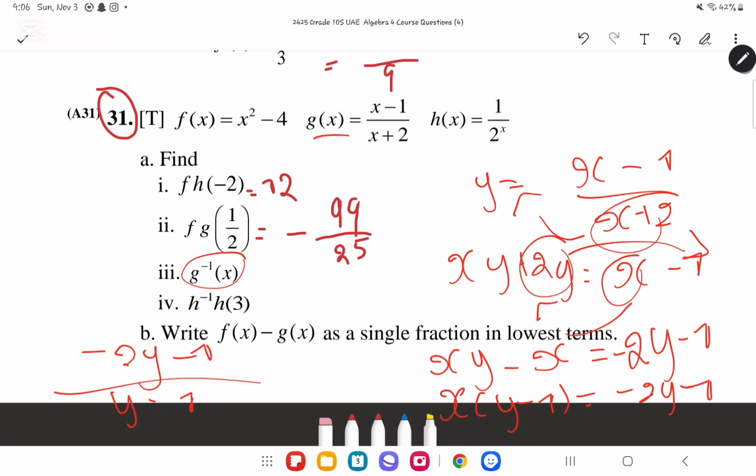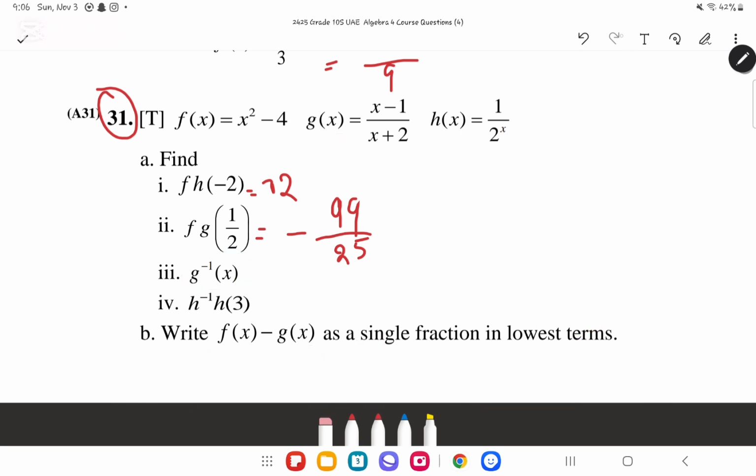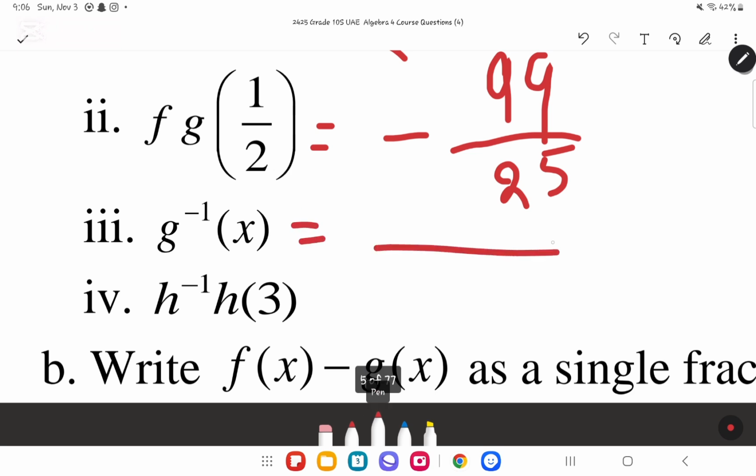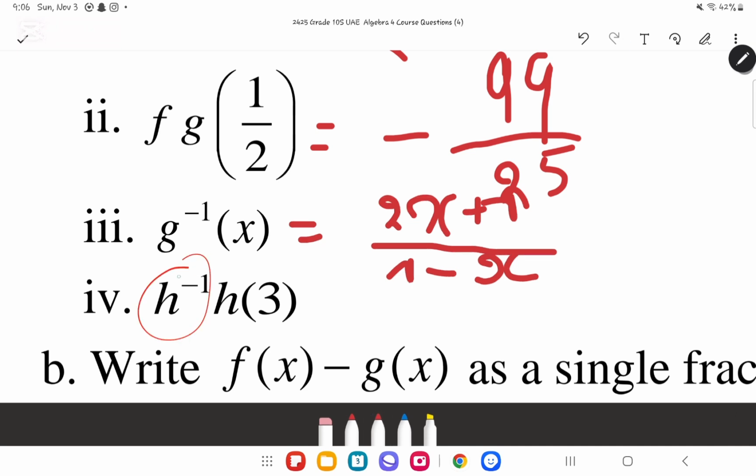Then, of course, if you want to change the signs of the numerator, you're going to multiply the whole thing by minus. Then it's going to be 2y plus 1 over 1 minus y. So we got now that x is equal to 2y plus 1 over 1 minus y. Change the x into g inverse. So g inverse of x is equal to, now change the y to x, 2x plus 1 over 1 minus x. And like that, we found the g inverse. Here we come again to a similar problem. We have an inverse and the function itself.